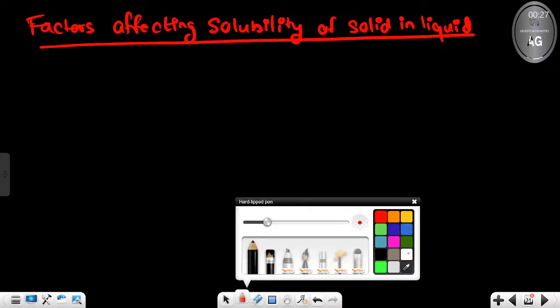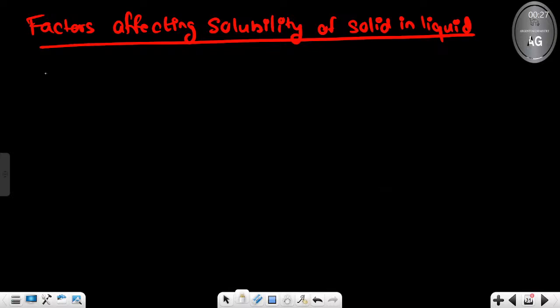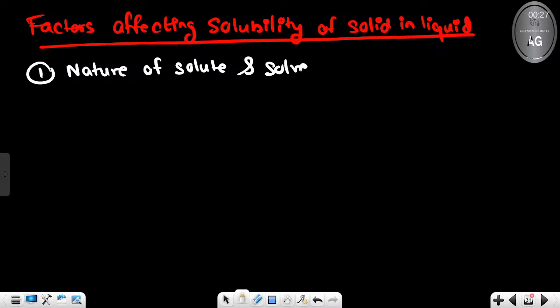Factors affecting solubility of solid in liquid. Number 1, nature of solute and solvent. Nature of solute and solvent. Why is the nature of solute and solvent required?